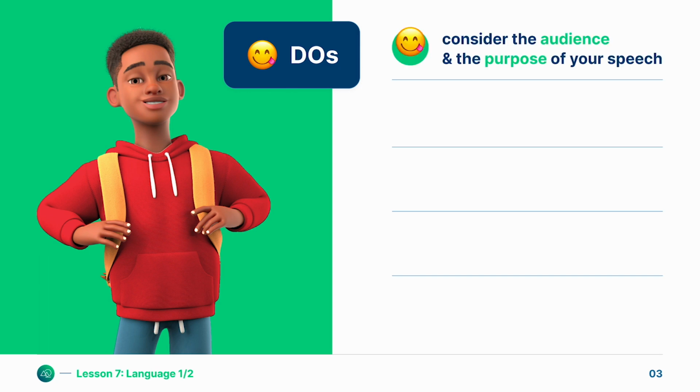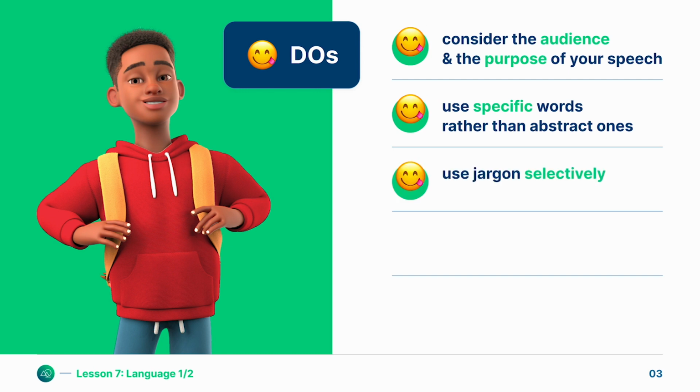Firstly, consider your audience and the purpose of your speech when choosing your words. Using vocabulary that is appropriate for the audience and aligns with the purpose of your speech will help to ensure that your message is clear and effective. Secondly, strive to use concrete, specific words rather than abstract, general ones. Using concrete language helps to paint a clear picture for the audience and can make your message easier to grasp.